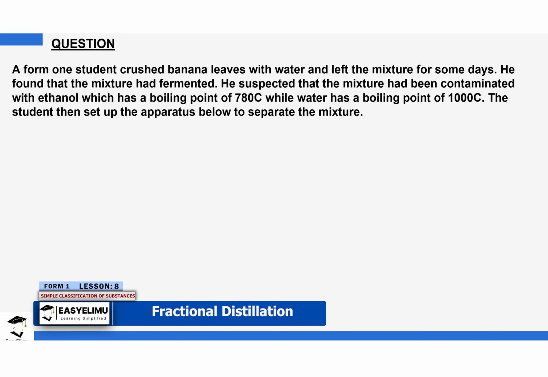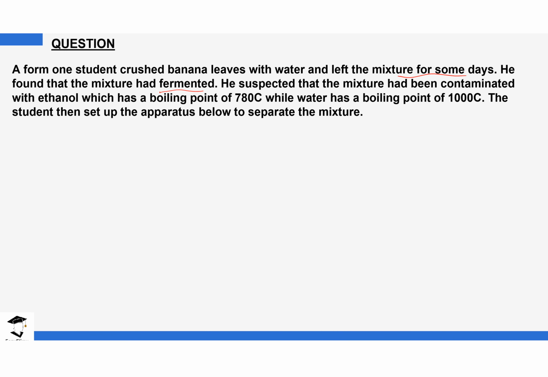So a Form 1 student crushed banana leaves with water and left the mixture for some days. He found that the mixture had fermented. He suspected that the mixture had been contaminated with ethanol, which has a boiling point of 78 degrees Celsius, while water has a boiling point of 100 degrees Celsius. The student then set up the apparatus below to separate the mixture.